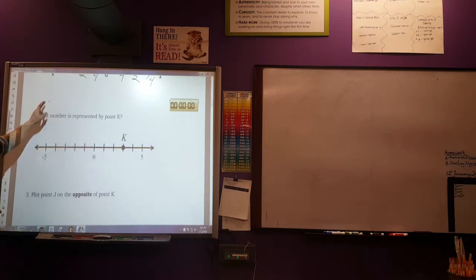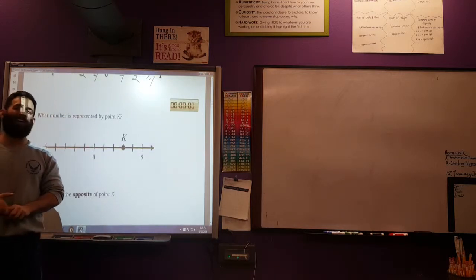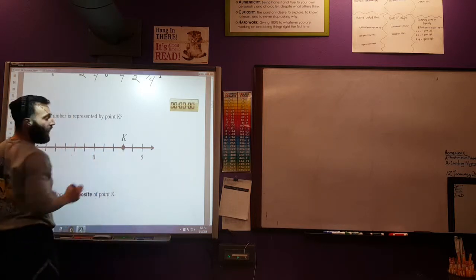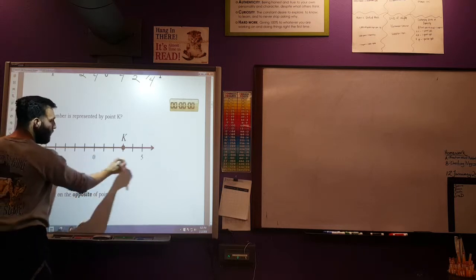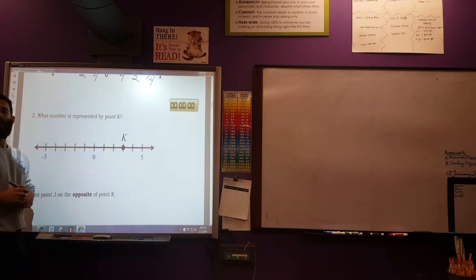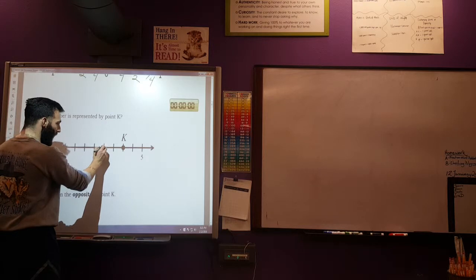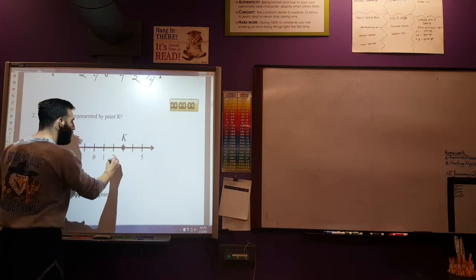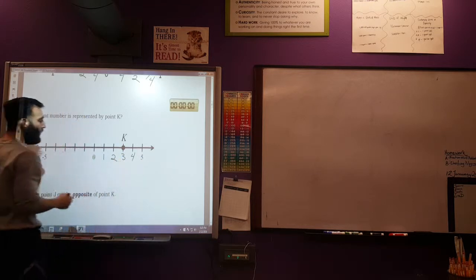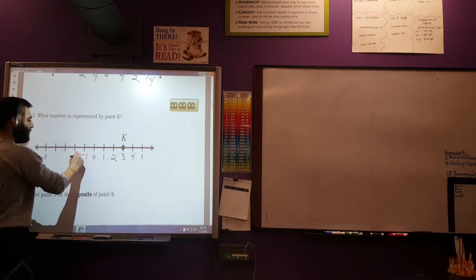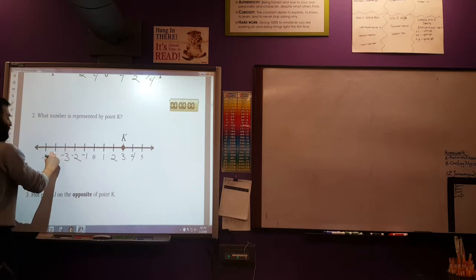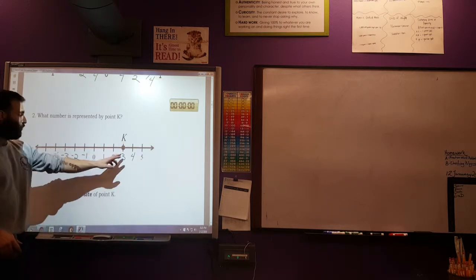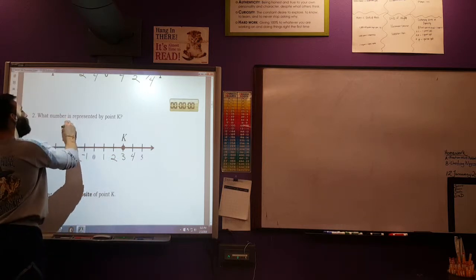Now, number 2 is asking what number is represented by point K. So I'm going to look on my number line and find point K. I'm going to find my 0 and find my other label, which is 5. Now I'm going to count my hash marks: 1, 2, 3, 4, 5, and I see that this is counting up by ones. Now if I went the other way, it would be -1, -2, -3, and -4. Now I see that point K is right at 3.